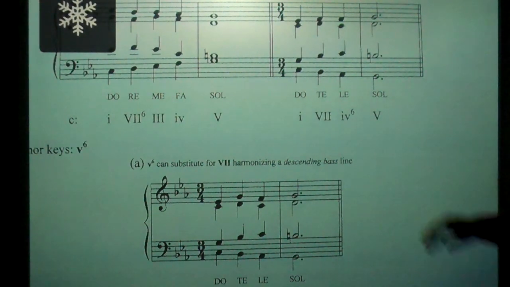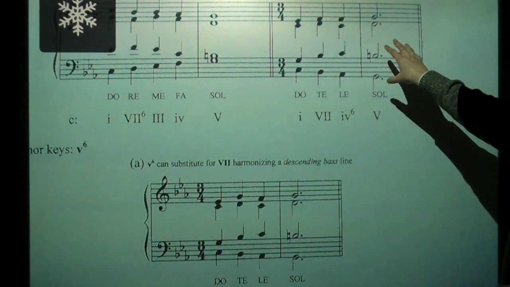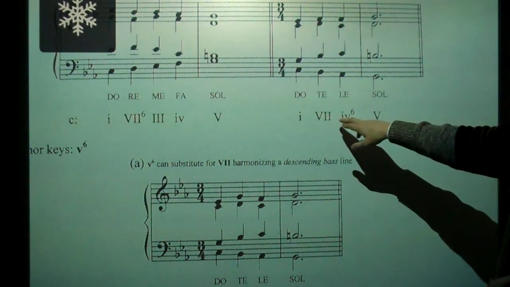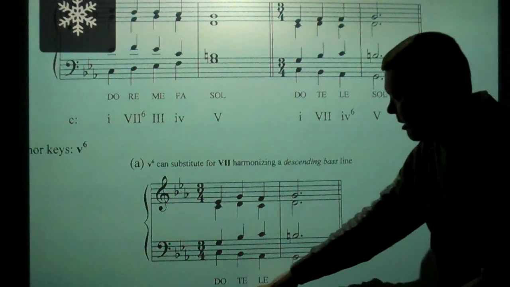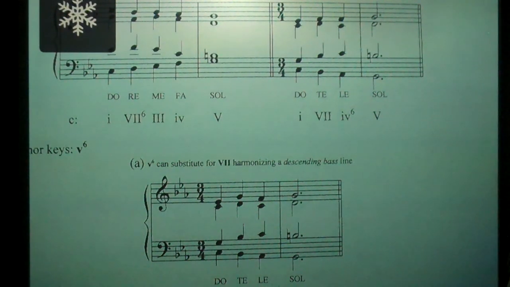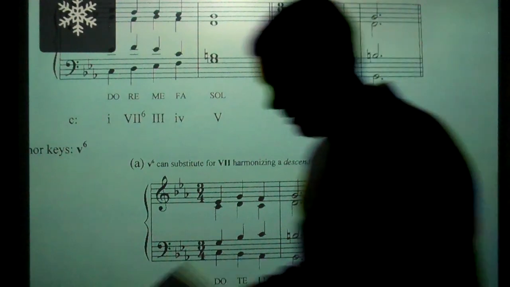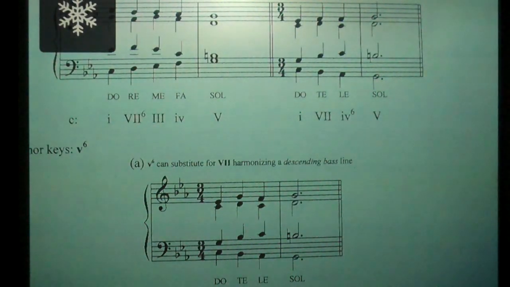What I would like to do next is play this progression with the descending bass line that uses root position capital 7, and then play the same progression with the descending bass line, but that uses a minor 5-6 instead, so you can hear the slight difference. So this is the progression with the root position capital 7. Now this is the progression at the bottom with the minor 5-6.